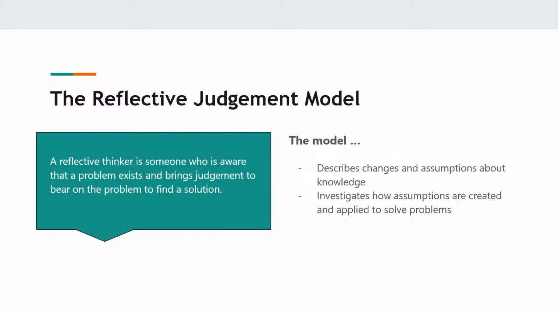The reflective judgment model was created by King and Kitchener as a way to explain knowledge assumptions and how these affect the development of critical or reflective thinking skills in young adults, with a focus on college students. The reflective judgment model describes stages of reasoning in young adults. Each stage describes changes in assumptions about knowledge and explains how assumptions are created and then applied as perspectives to solve problems. The theory was grounded in the work of many scholars, such as John Dewey, who was the first to define the term reflective thinking.